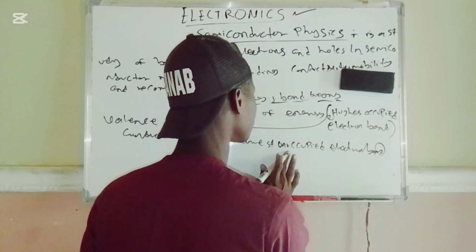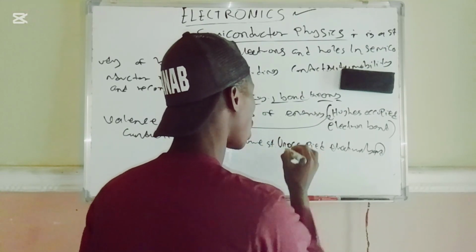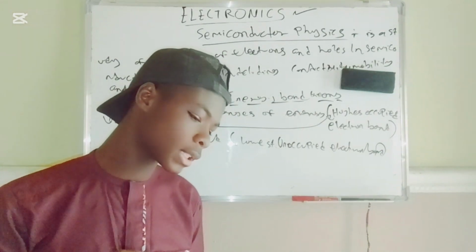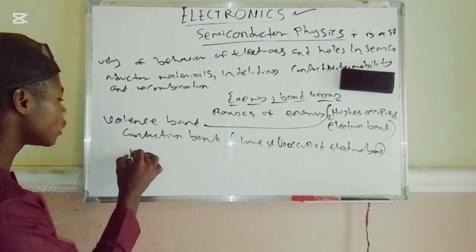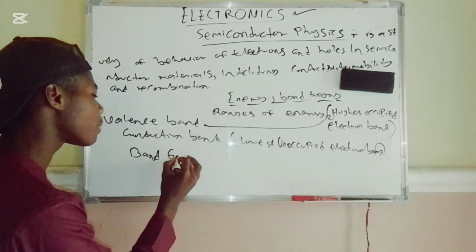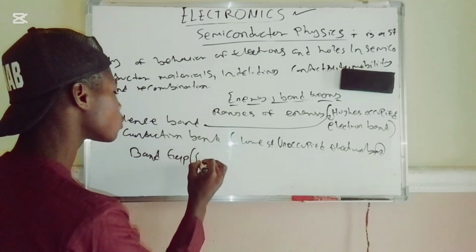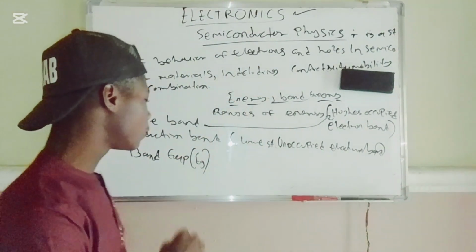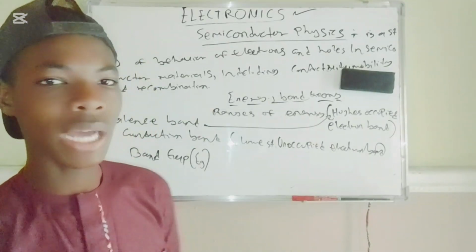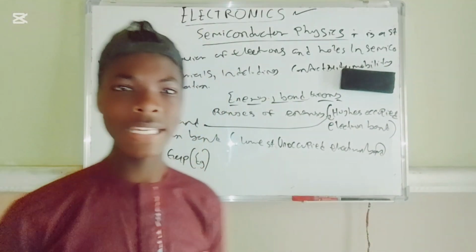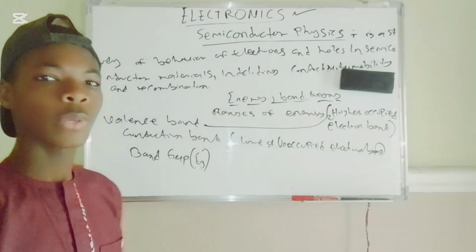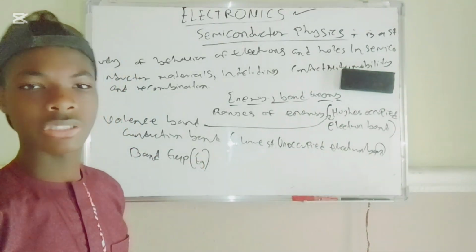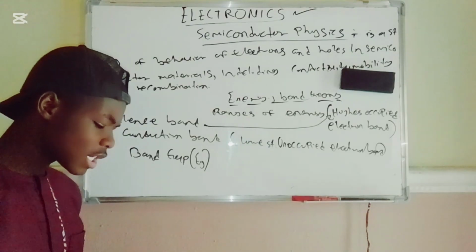Unoccupied electron band. So therefore, the next thing we have is the band gap. This band gap is very important because most of the calculations that you do in electronics, you will be hearing about the EG, which is the band gap. Also in an LED, light emitting diode, which we are coming to, its formula starts from the EG, the band gap.